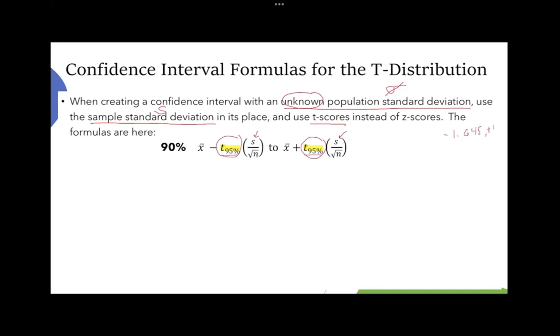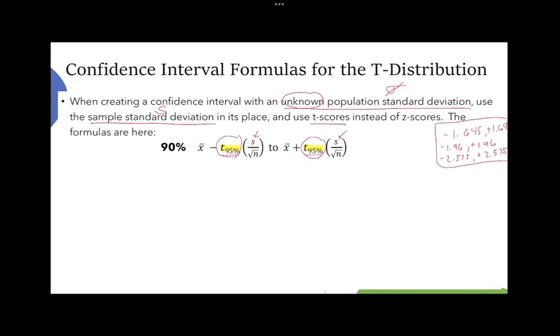So unlike z-scores, which were the same: negative 1.645, positive 1.645, and then negative 1.96, and positive 1.96, and then negative 2.5-something, I can't remember. I'm sorry. You should always have these on a piece of paper. Nobody's expecting you to remember that. And the positive version, 2.5, whatever it was. These z-scores are unchanging. They stay the same no matter what confidence interval you're creating when you're doing it with z-scores and when you have the population standard deviation.